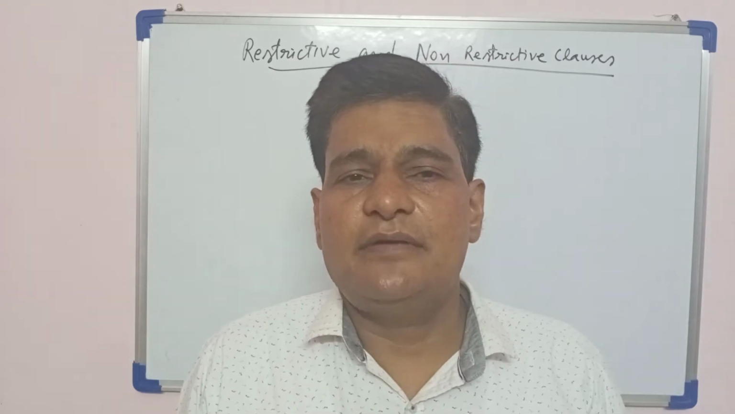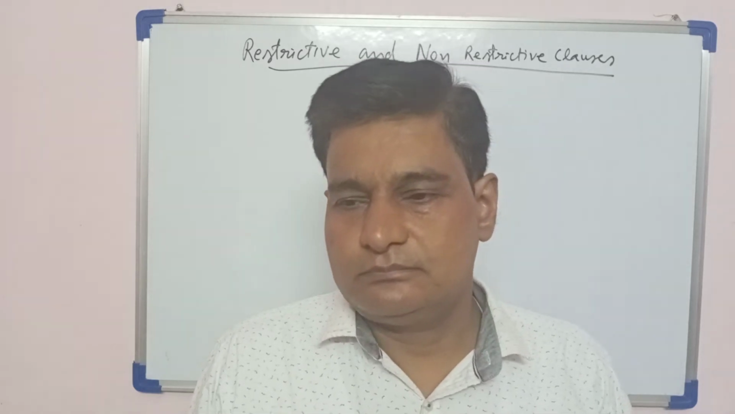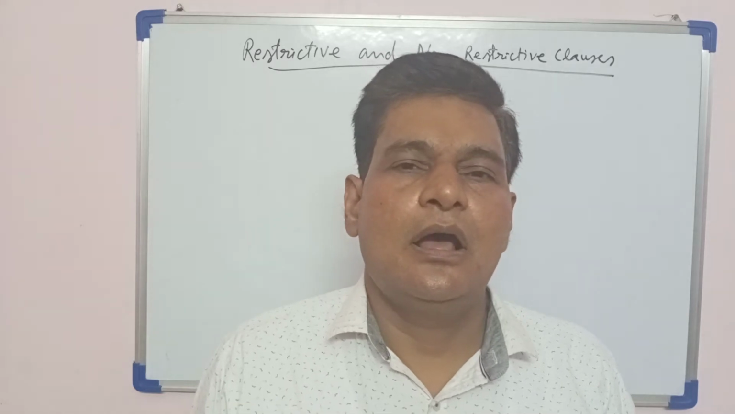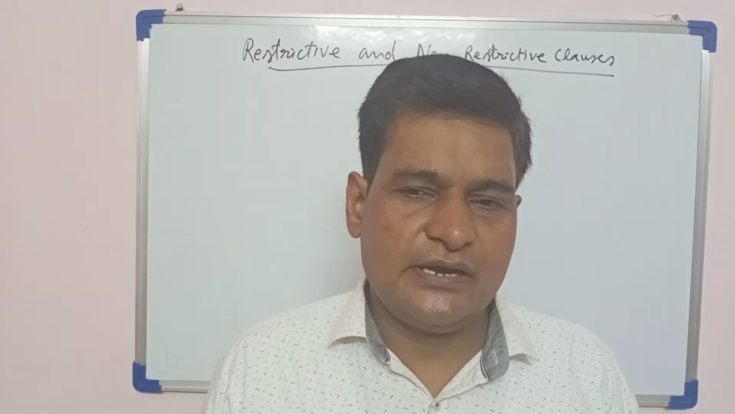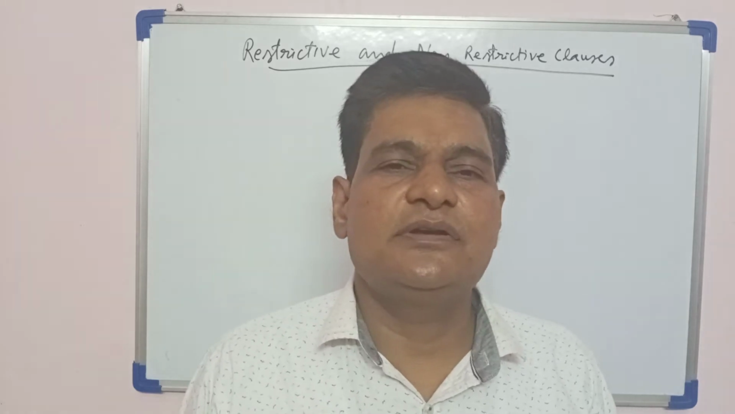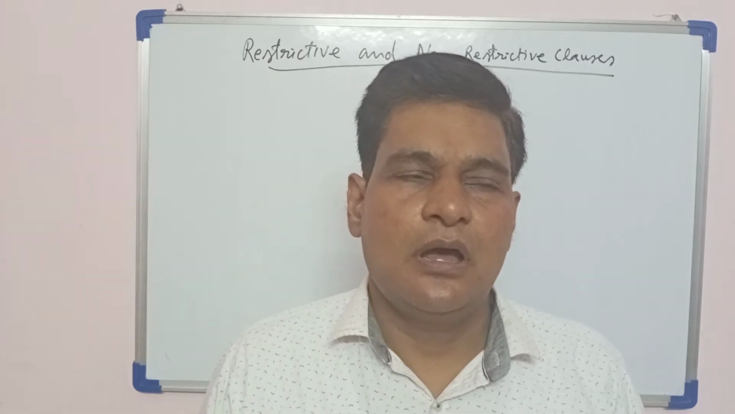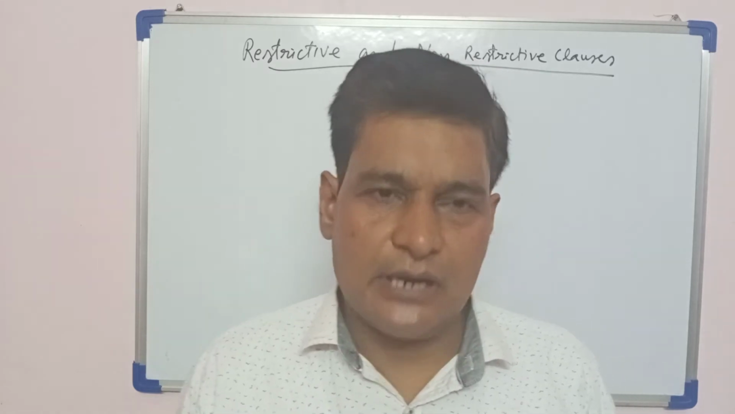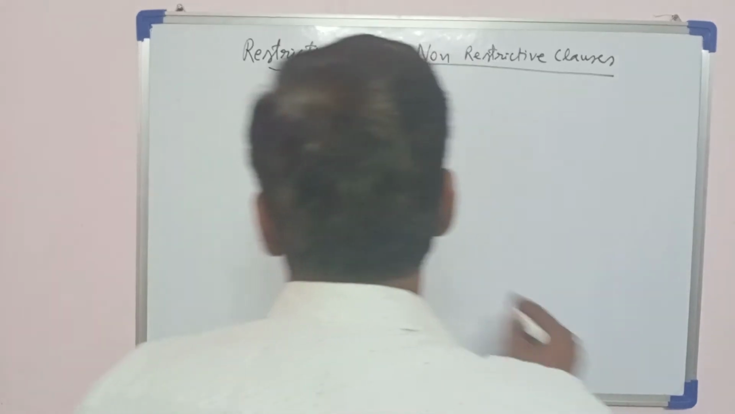A restrictive clause actually limits the meaning of the noun that precedes it. It can work like an adjective clause also, because it describes the noun that precedes it. And we can also say that it is like a relative clause, because it gives you information about some other subject which is a part of another clause. So let's understand.